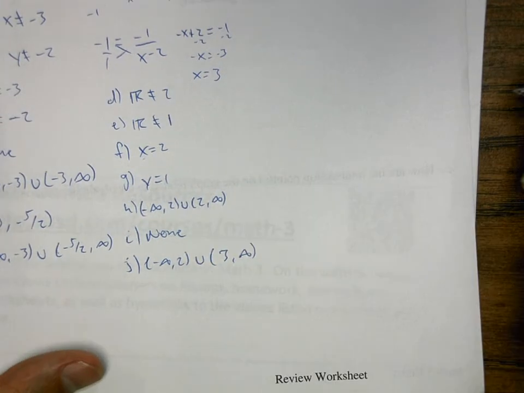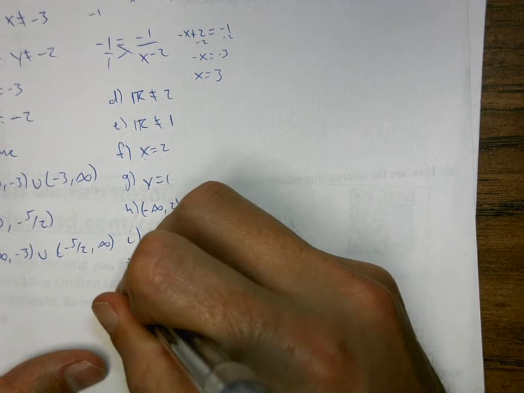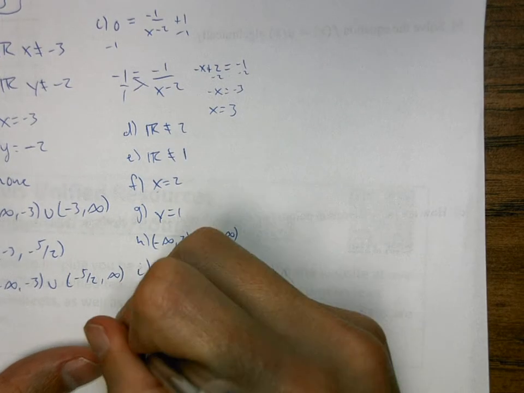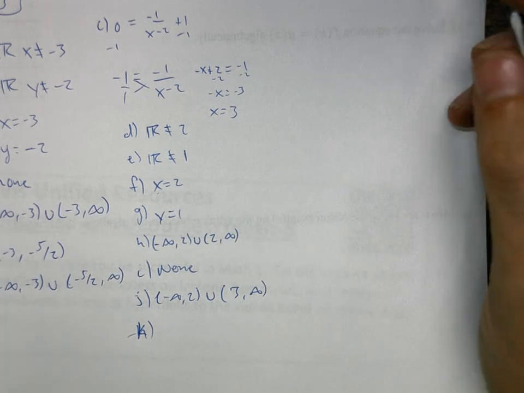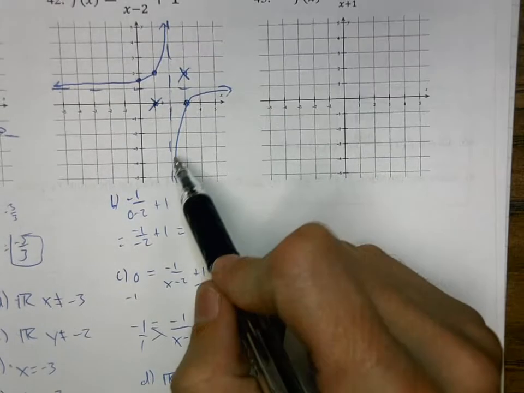And for part K, it says state the intervals where it's less than 0. It's only less than 0 between our vertical asymptote and the x-intercept, so between 2 and 3.